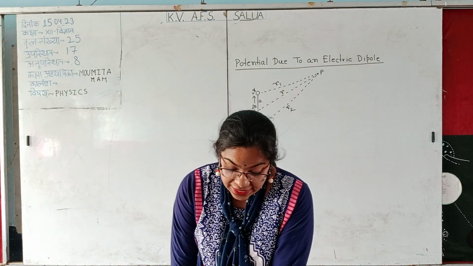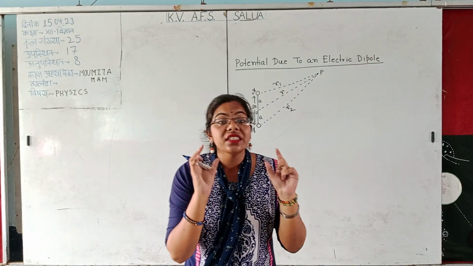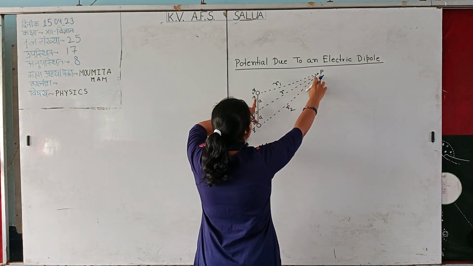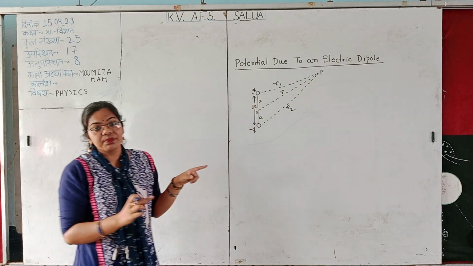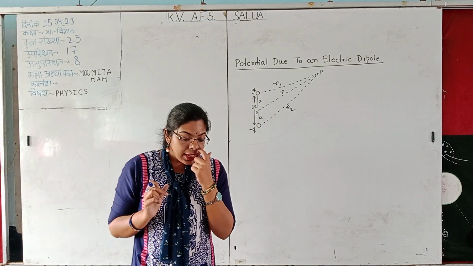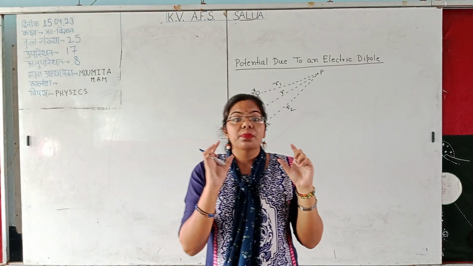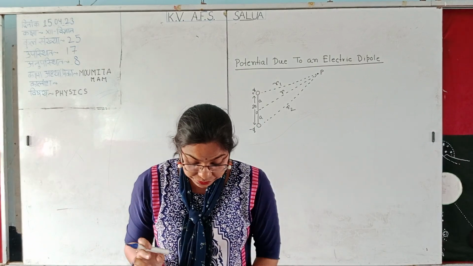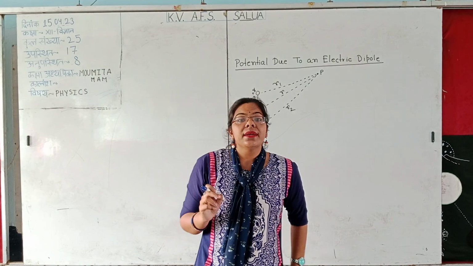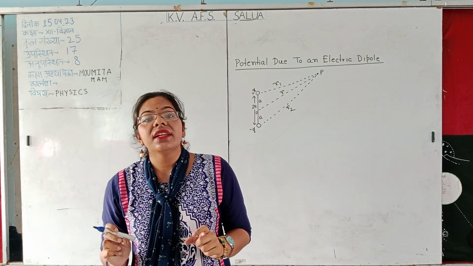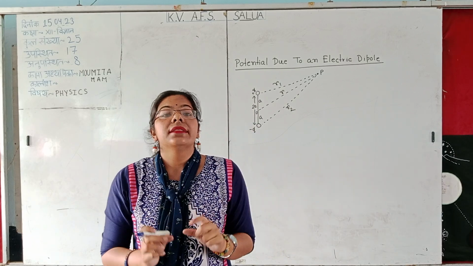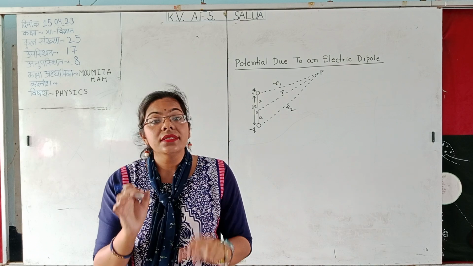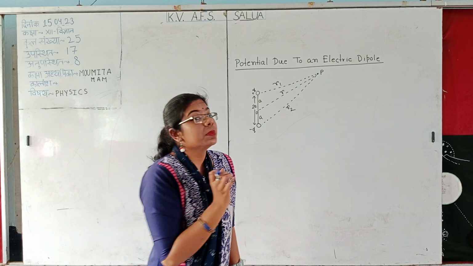Now let us calculate the potential at the point P due to the electric dipole. So students, in previous chapters, that is in electrostatics, you learned that the electric field obeys the superposition principle.